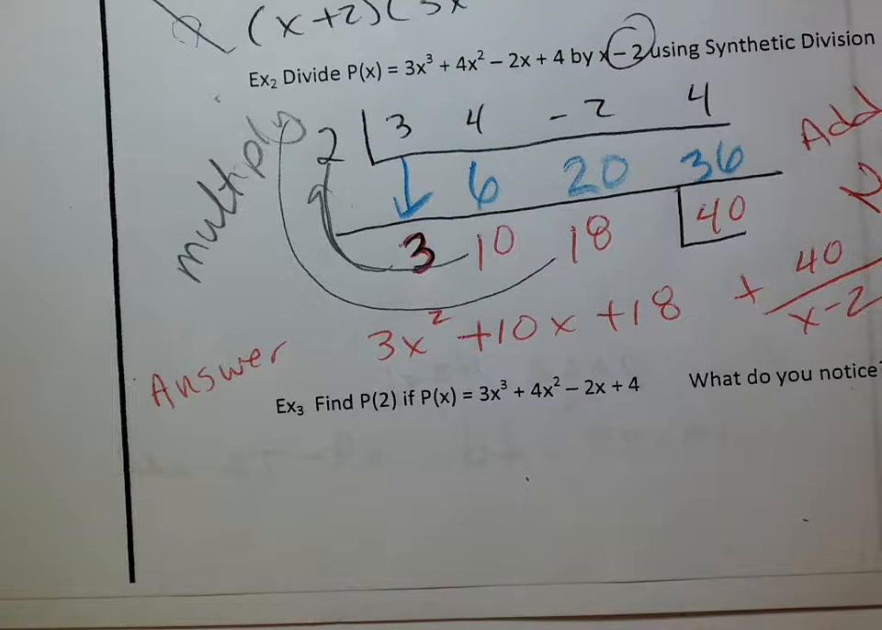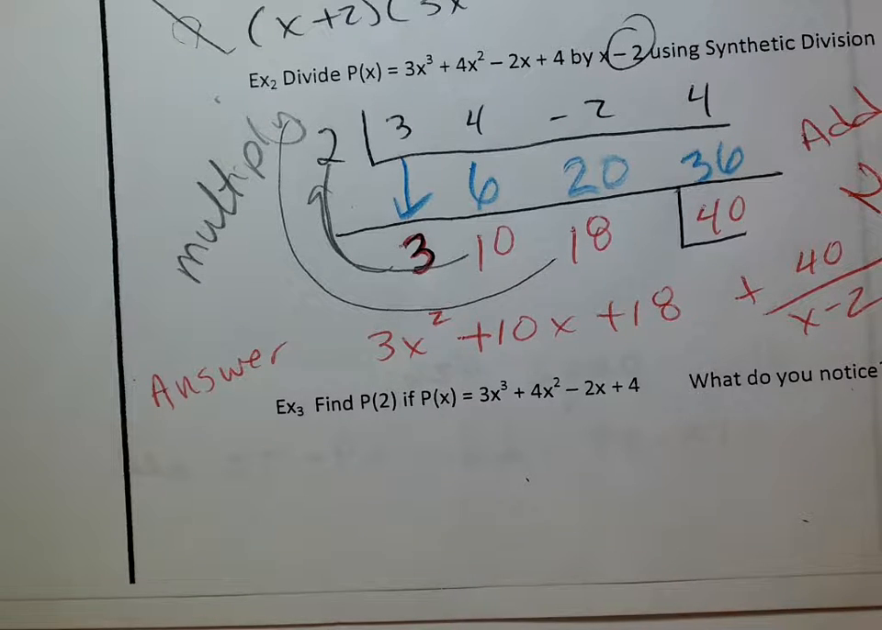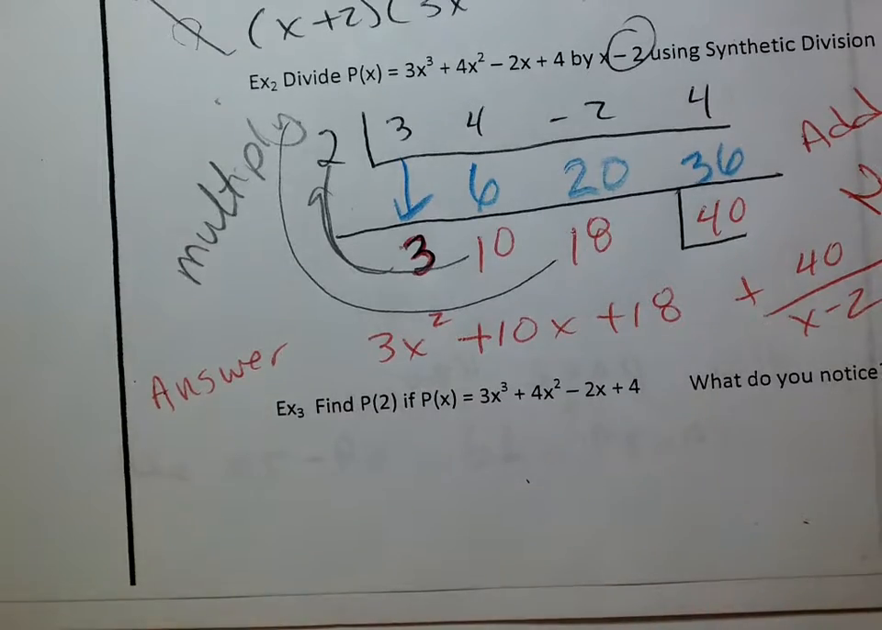Could you make it 40 over x and 40 over negative 2? No, you couldn't, because, and can I answer that later when the film's off? Really good question.